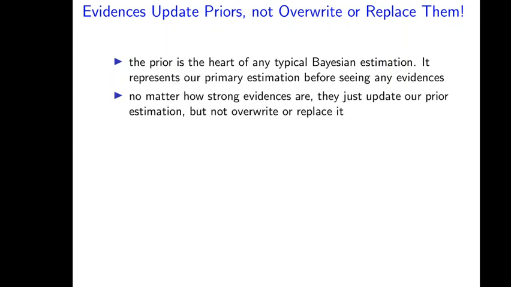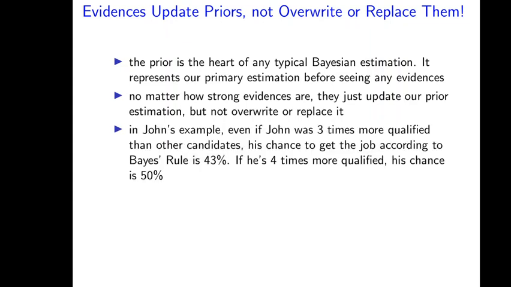No matter how strong evidences are, they just update our prior estimation but not override or replace it. And this is very important to put it into your head before doing any Bayesian inference or any Bayesian estimation. In John's example, even if John was 3 times more qualified than any other candidates in the final interview, his chances to get the job will not exceed 43% according to Bayes' rule. If he is 4 times more qualified, his chances will not exceed 50%.